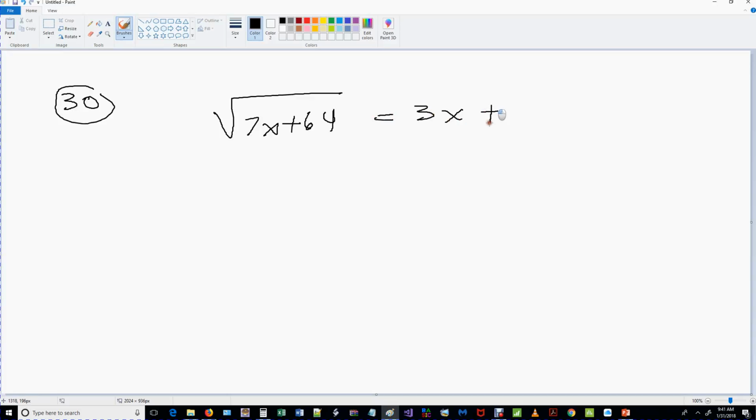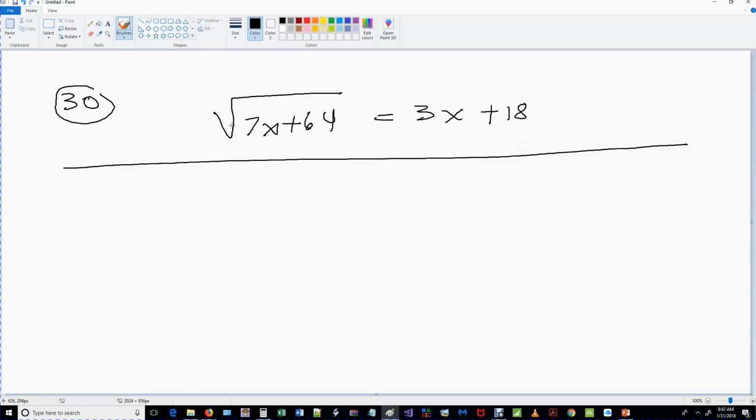plus 18. Alright, now the way we solve this, we need to get rid of the square root on the left side, and to do that we are going to square each of the sides. If you square the left side, the square root cancels, so the only thing you get is 7x plus 64. Now on the right hand side, you have to square it, right? So it's 3x plus 18, and square. Alright, so let's do that.